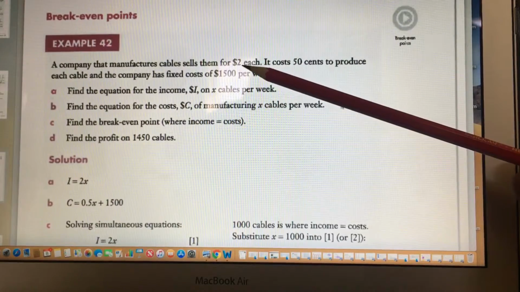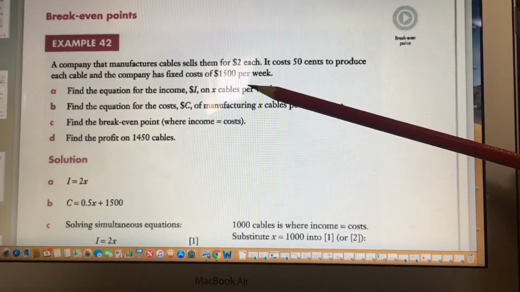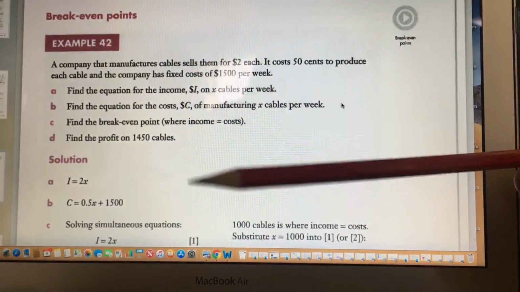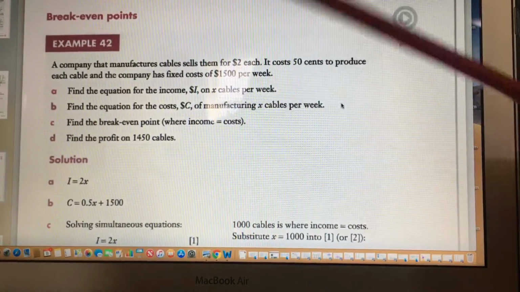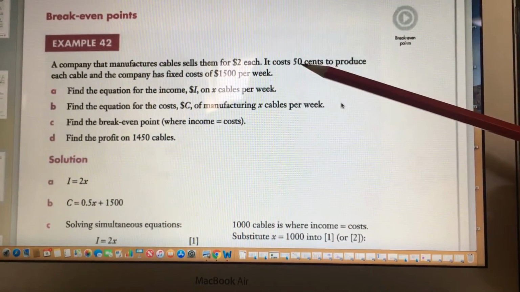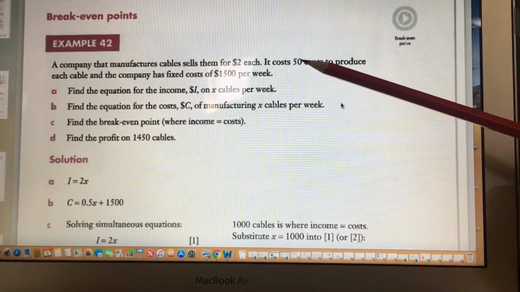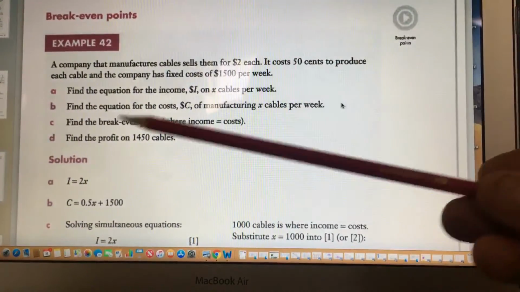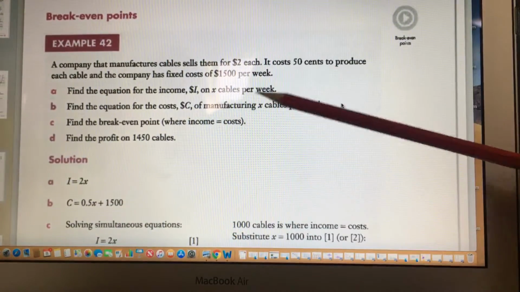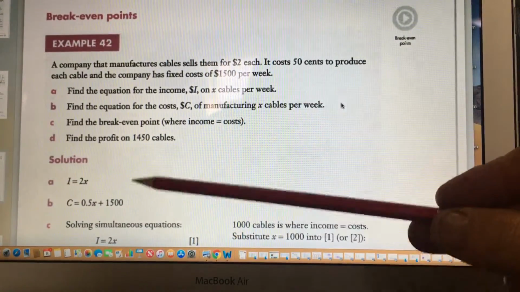So if you're getting $2 per cable, so for X cables, you just go X times 2. So in other words, I equals 2X. Now you need a cost equation as well. That's basically using y equals mx plus b. So if it goes up 50 cents for every cable you make, you might as well do it in dollars. So you get C equals 0.5X, it's like the gradient, 0.5, plus 1,500 is the y-intercept. So you end up with those two equations.